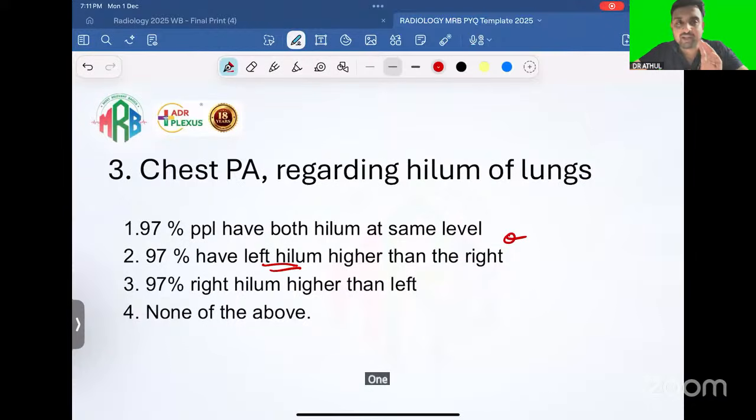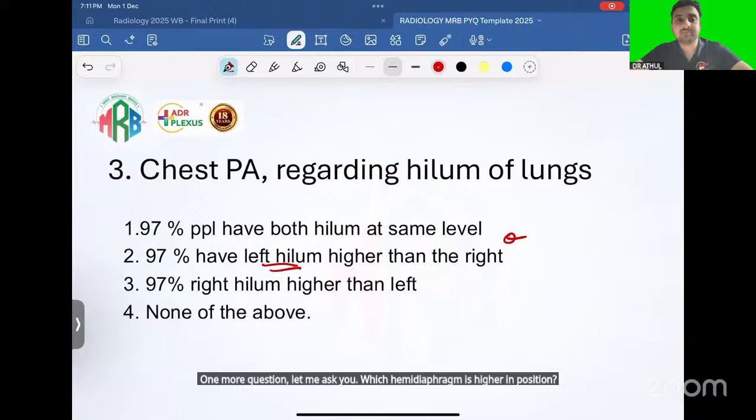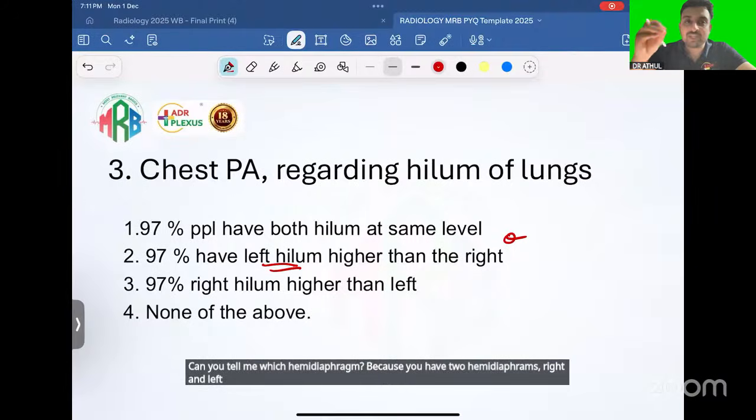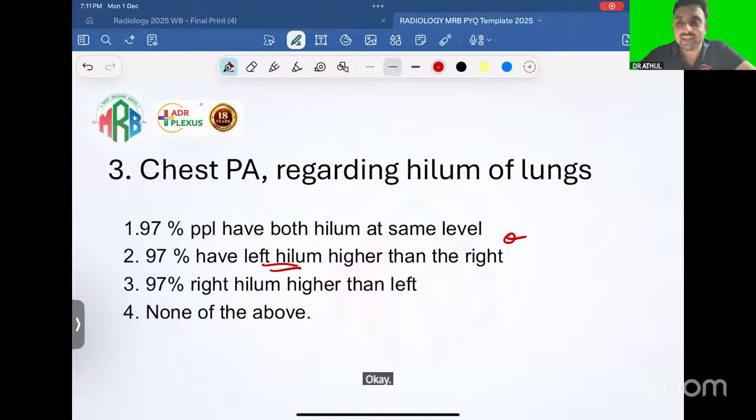One more question, let me ask you. Which hemidiaphragm is higher in position? Can you tell me which hemidiaphragm? Because you have two hemidiaphragms, right and left. In a radiograph, which hemidiaphragm is higher in position? Okay, all of you are telling right. Yeah, some of you are telling left. Why left? You know, in a radiograph, right is always high.